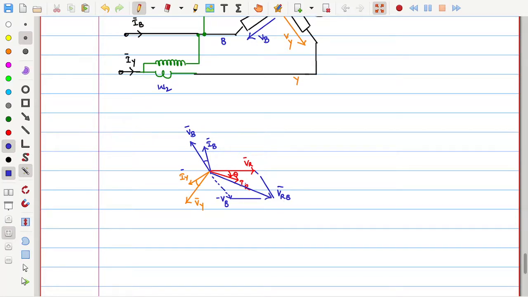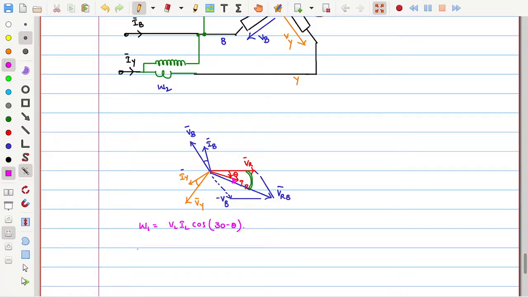Now you can see the angle between VRB and IR. How much is the angle? This total angle is 30 degrees. How much is the angle between VRB, this blue color line, and this IR, this small angle here, which you could see in this portion? Total angle is 30. Out of that, IR is making an angle of theta. So 30 minus theta is the angle between VRB and IR. So I can write W1 is equal to VL IL cos of the angle between VL and IL. VL is VRB, IL is IR. So that is cos of 30 minus theta.